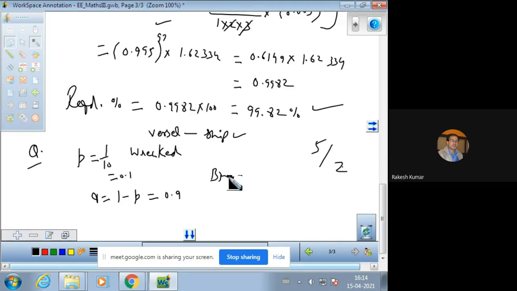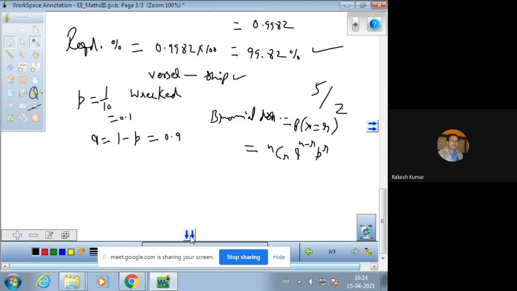So we all know the binomial distribution. The distribution of binomial is the probability of r successes. It means that it is nCr, q raised to power n minus r and p raised to power r. At least 2 will arrive safely. This is the probability which we want to find out.